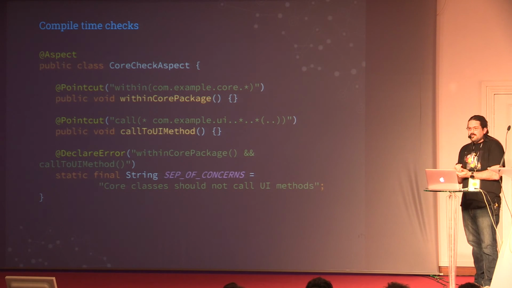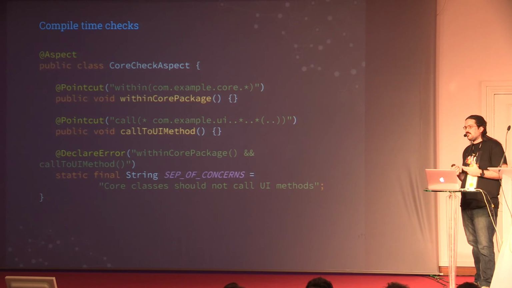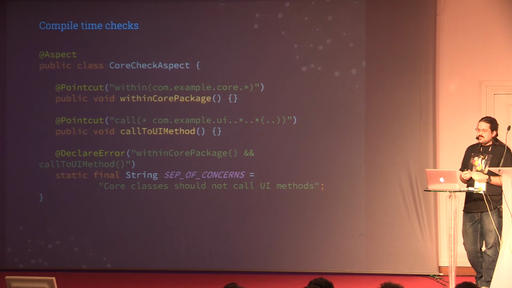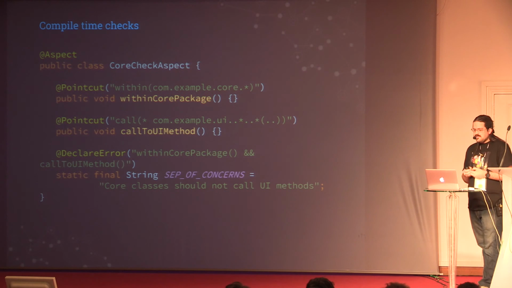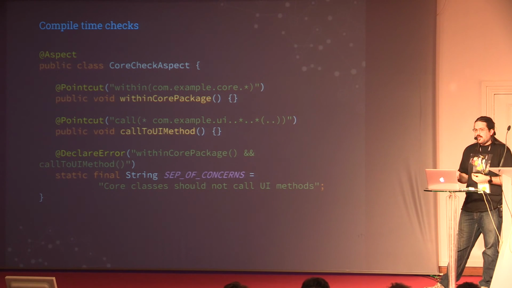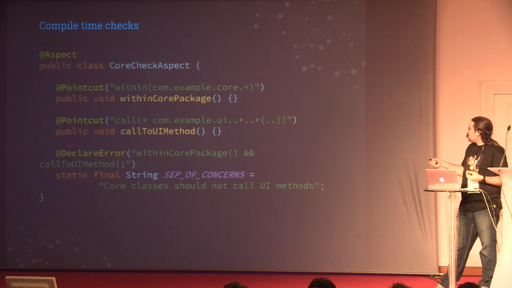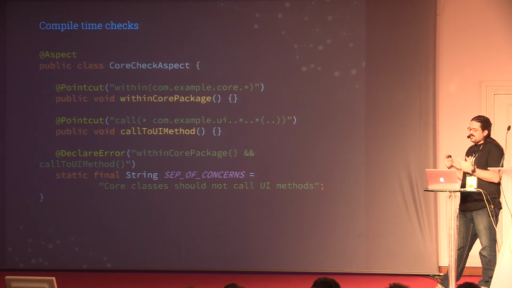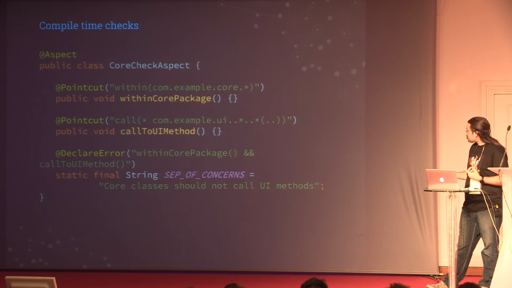Then you can also have compile time checks. The greatness of aspect-oriented programming is that you can find and target specific positions inside the code using pointcuts. In this example, I use pointcuts to find methods that are running inside the core package, so any method that is declared in a class within com.example.core. And I can also detect calls to methods which are in the UI package.